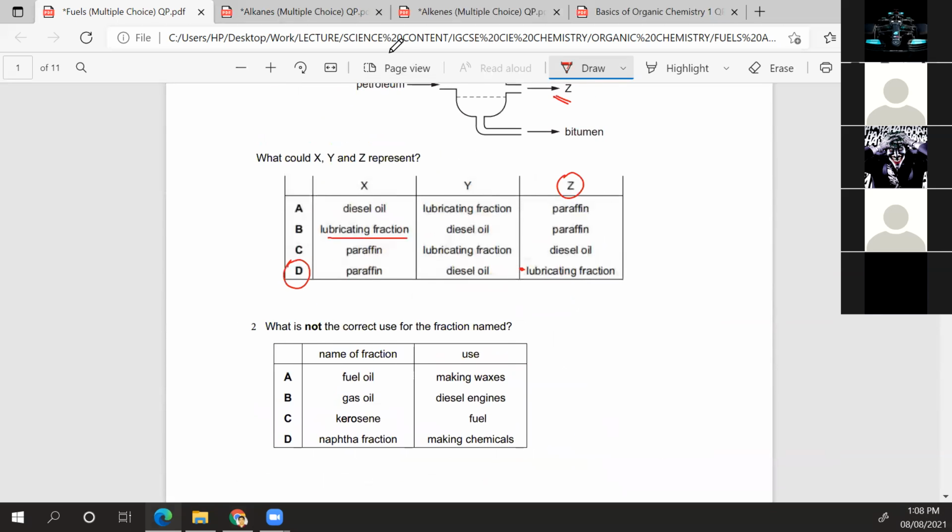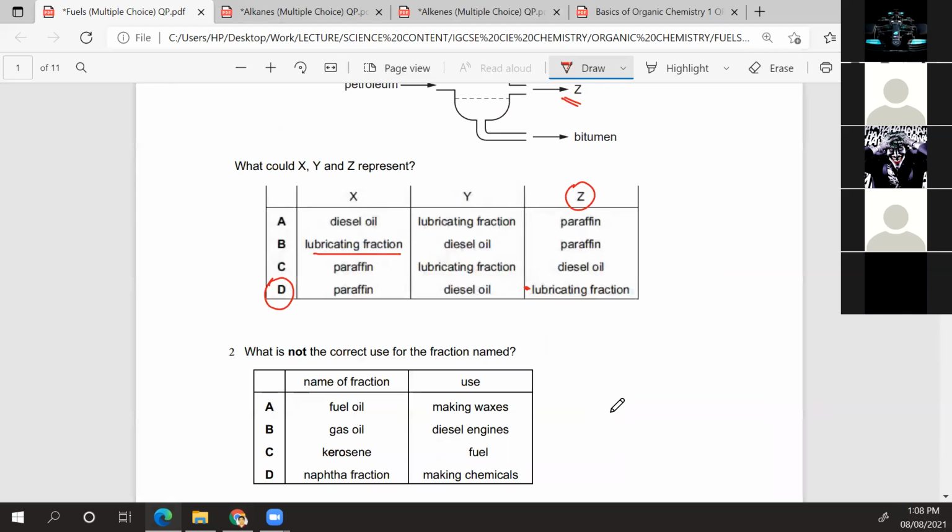Question number 2. What is not the correct use for the fraction name? Samuel, have you opened that particular slide where you have fraction mentioned? No, miss. I don't think so. Okay, just tell me, are you listening to this? One second.